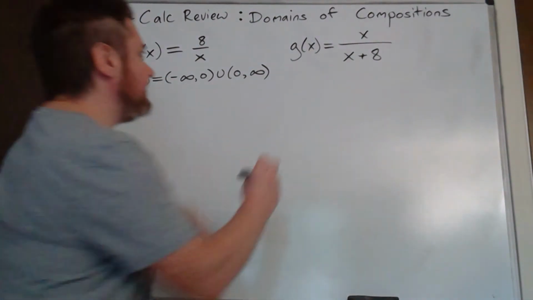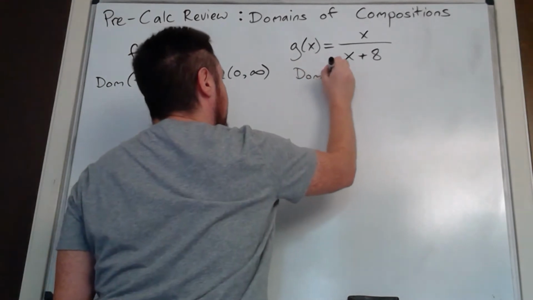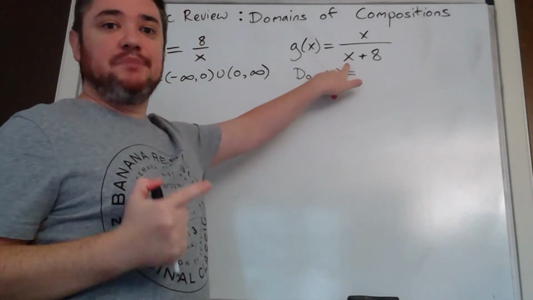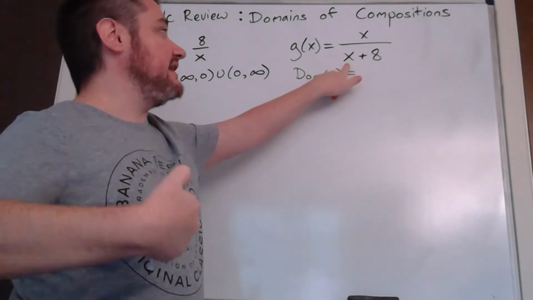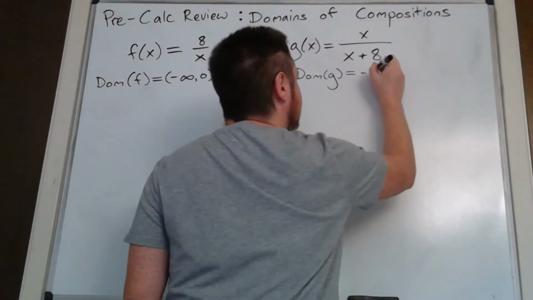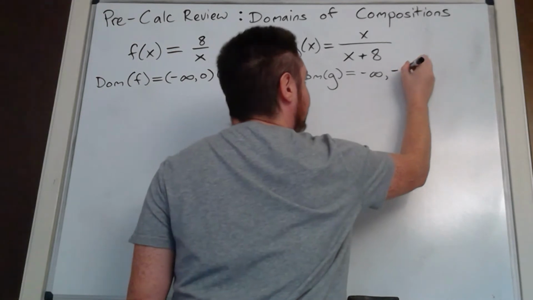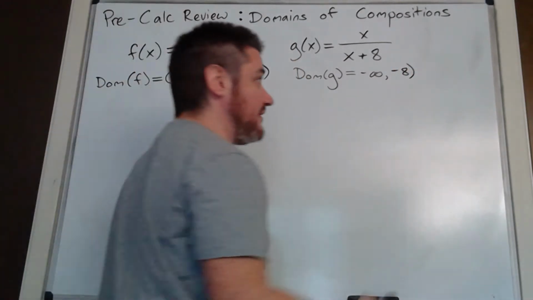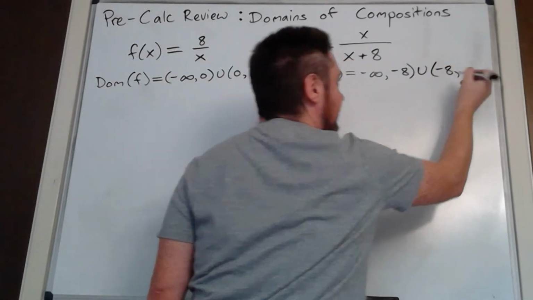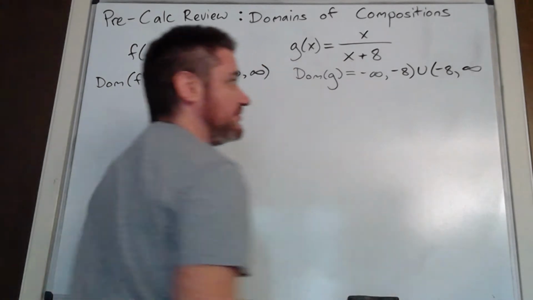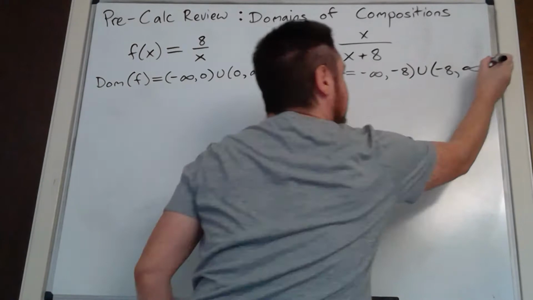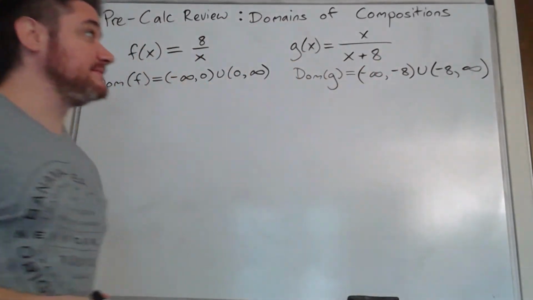The domain of g is similar, in that we still can't divide by 0. There's only one x value that makes this bottom 0, and that's x equals negative 8, since negative 8 plus positive 8 equals 0. So x cannot be negative 8, and the domain is negative infinity up to, but not including, negative 8, with a round bracket on that negative 8. This is all the numbers to the left of negative 8. Then union, another round bracket, negative 8 out to infinity, all the numbers to the right of negative 8. Again, round brackets excluding that value, and round brackets on our infinities.